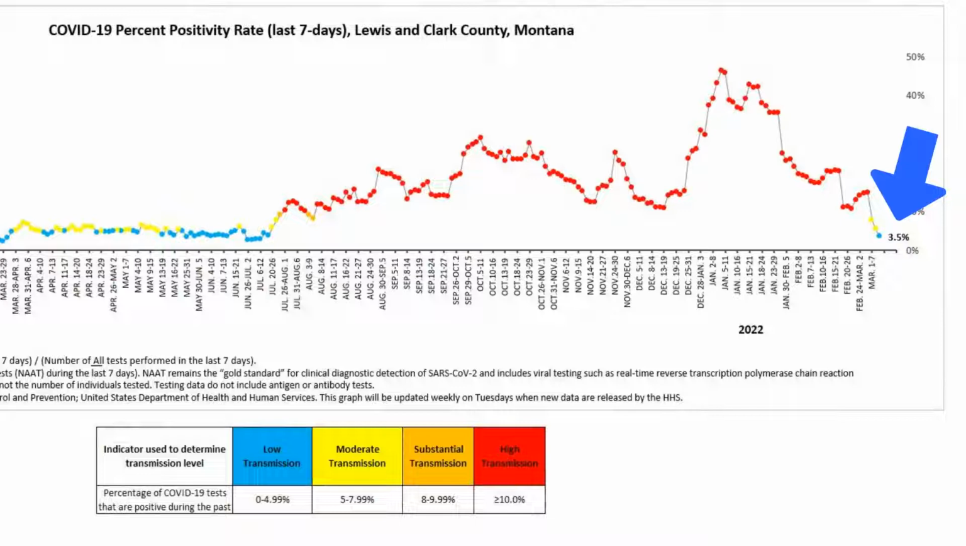Our test positivity rate is also down nicely at 3.5%. We are monitoring and continue to monitor the subvariant of the Omicron variant, and we are seeing some increase in cases across the world. So other parts of Europe, for example, are seeing a slight increase in cases. We'll continue to monitor that situation, see if it will become a threat here in the United States, Montana, and right here at home in Lewis and Clark County.